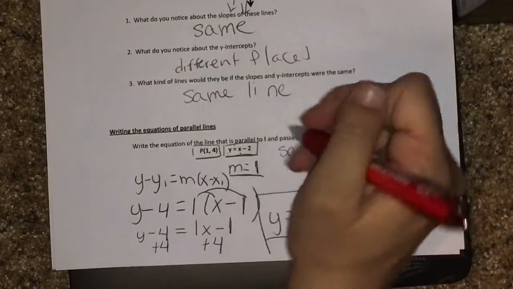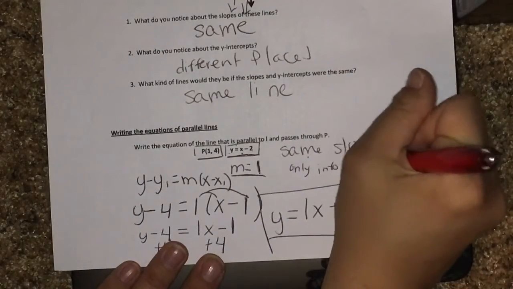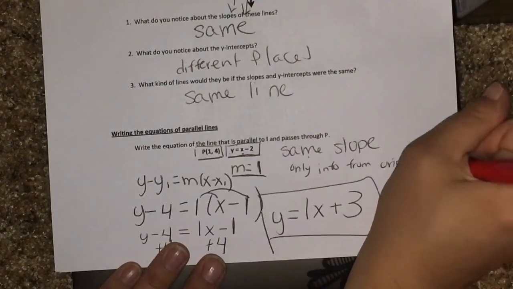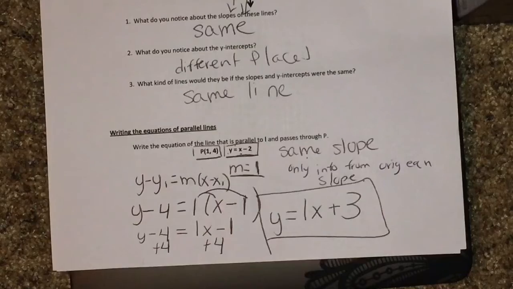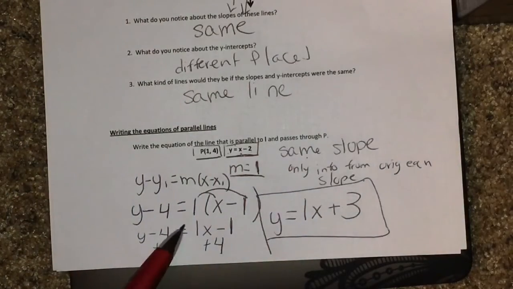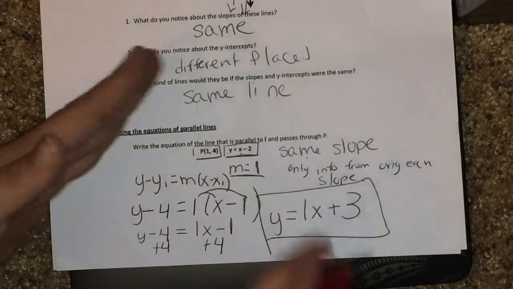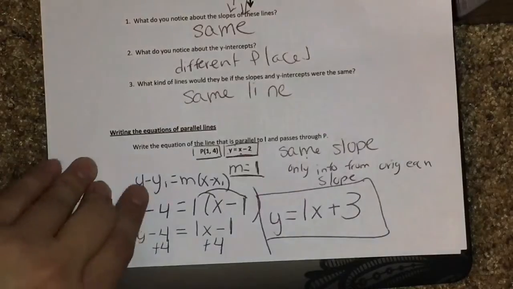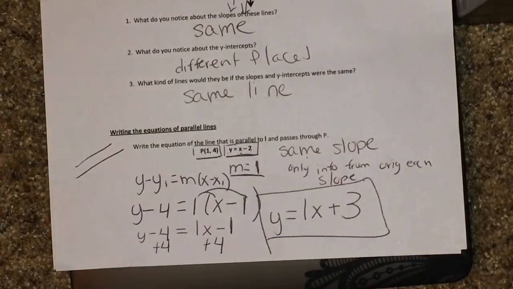The only information that you need from the original equation is what the slope is. Once you identify the slope, use your slope and your point, put it in point-slope form, and then solve for y to get it in slope-intercept form. So if we were to graph both of these lines, they should be parallel, meaning that they never intersect, right? Parallel lines never intersect with one another.